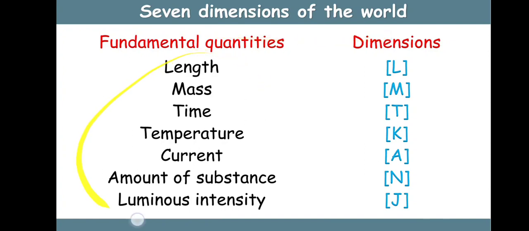These are the 7 dimensions: length, mass, time, temperature, current, amount of substance, and luminous intensity. These all are the fundamental quantities, and these are the dimensions of these fundamental quantities.